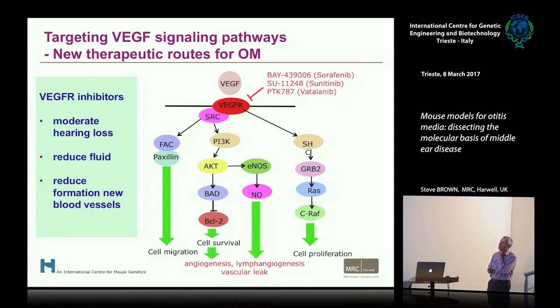So, to summarize, we have a variety of opportunities here to use VEGF receptor inhibitors to target the VEGF signaling pathways as potential new therapeutic routes for otitis media. We've obviously used these three compounds here. We also see effects using the DMAG compound that I talked about. But principally, we focused on VEGF receptor inhibitors and their role in influencing these pathways, moderating hearing loss, reducing fluid, and reducing the formation of new blood vessels.